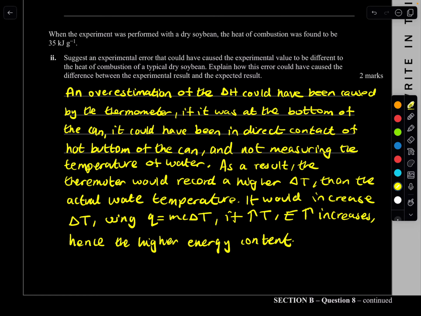So, an overestimation of the change in H could have been caused by direct contact with the hot bottom of the can and not measuring the temperature of the water. As a result, the thermometer would have recorded a higher than actual temperature. It would increase the change in temperature, so if ΔT increases, energy increases, hence the higher energy content.